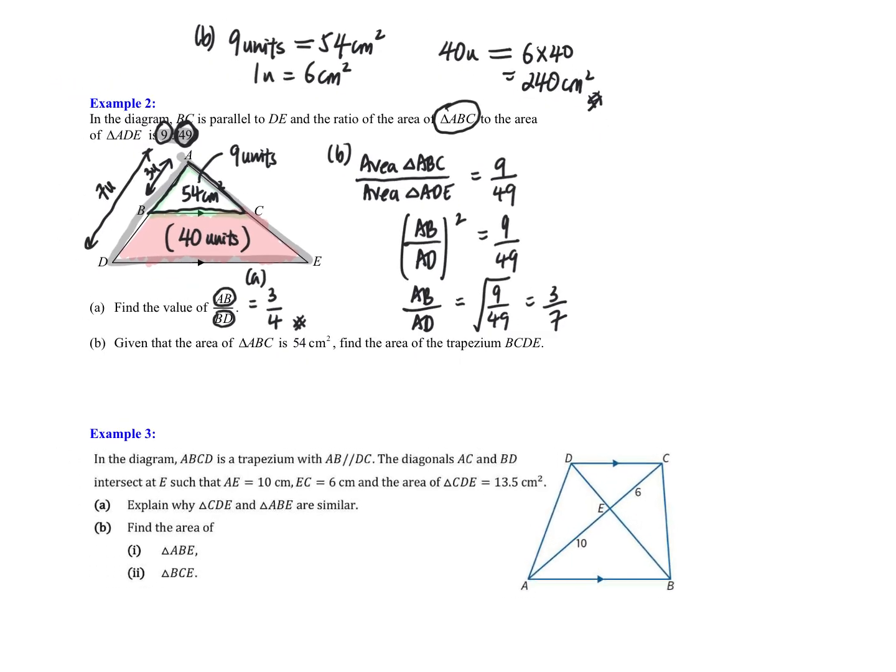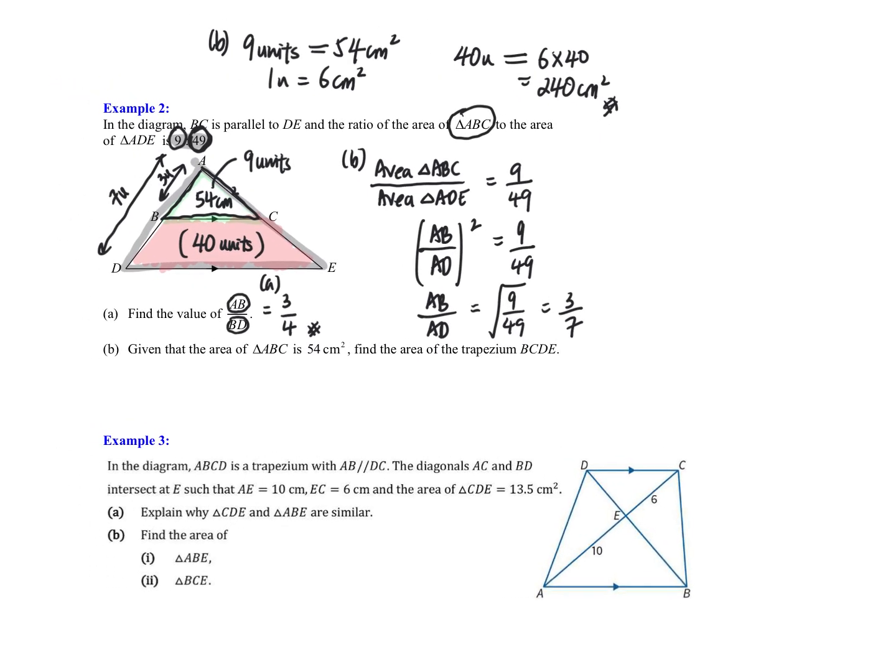Okay, example 3. I have a trapezium where AB is parallel to DC. The diagonals AC and BD intersect at E, and AE is 10, EC is 6, the area of CDE. Okay, let me shade for you. This piece here is 13.5 cm square.